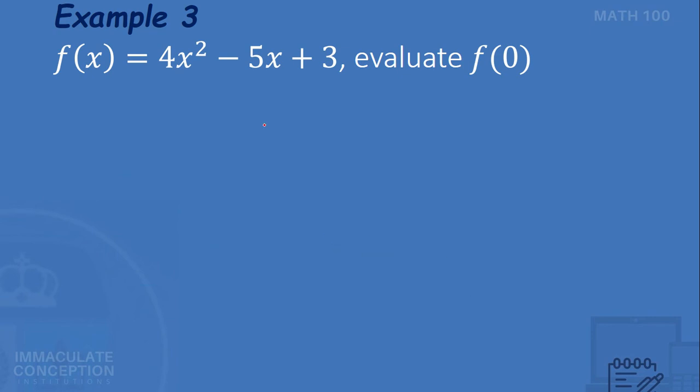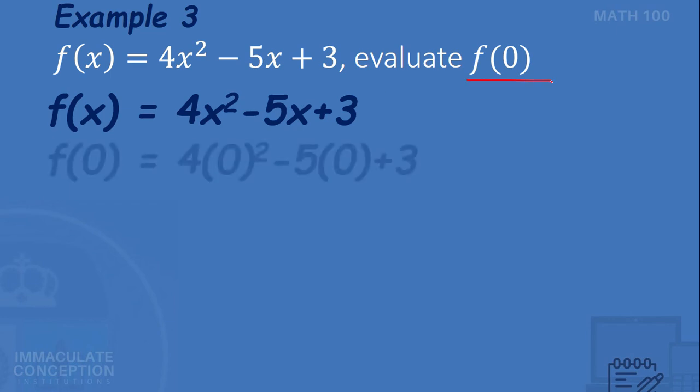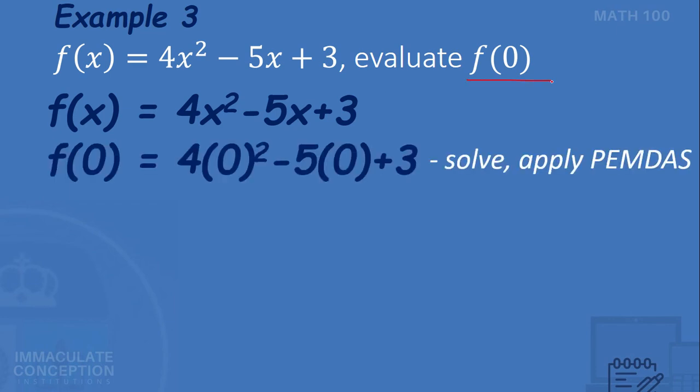Example number 3. So we have 4x squared minus 5x plus 3. Evaluate the f of 0. So again, we need to substitute 0 to x. So we have 4 times 0 squared, minus 5 times 0, and then plus 3.